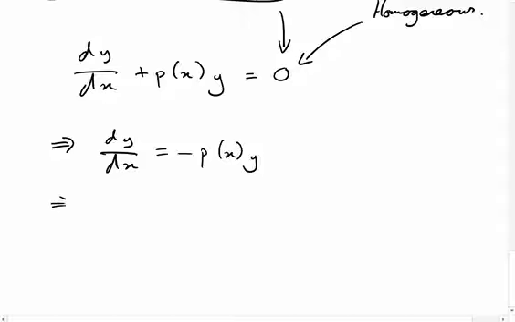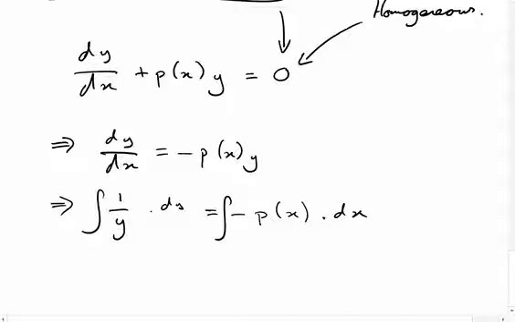To get rid of this y on this side, I'm going to have to divide by y, so I'll end up with 1 over y times dy by dx equals minus p of x. Then, to get rid of this dx here, because this isn't involving y, I'm just going to multiply through by dx. Then I'll just integrate both sides like that.